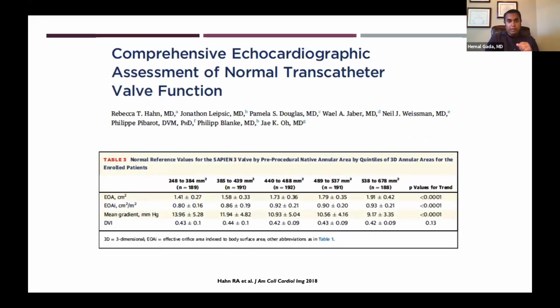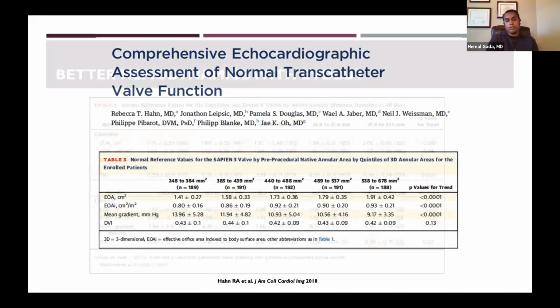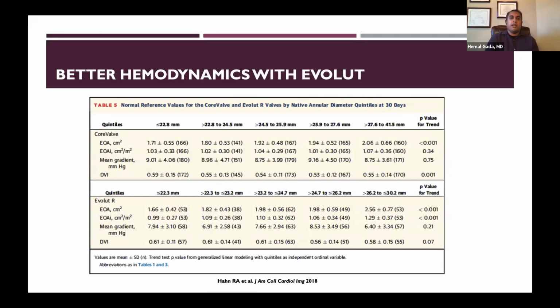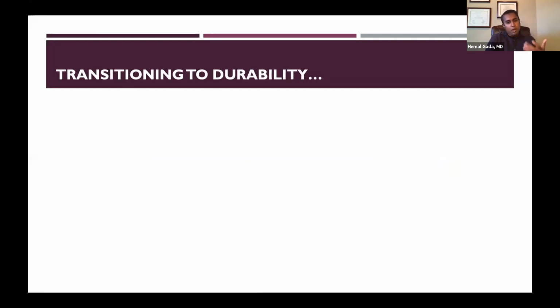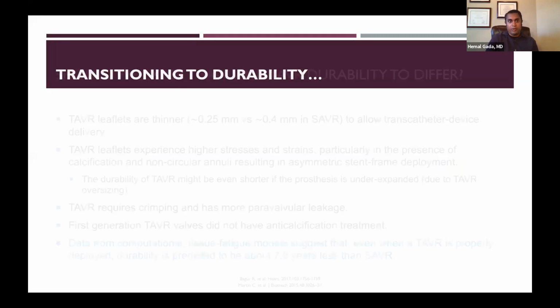Dr. Attizani also talked about this, just glossing it over, but every single quintile that you would compare from an intraannular versus supraannular prosthesis, you're going to get a better effective orifice area index using the supraannular prosthesis. So with all of that, let's just transition to durability and what type of inklings we have in the surgical literature that we can apply to transcatheter aortic valve replacement.